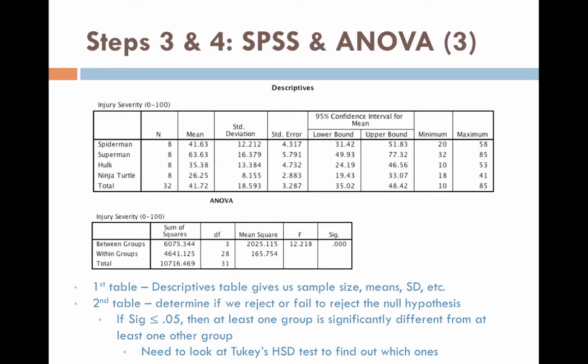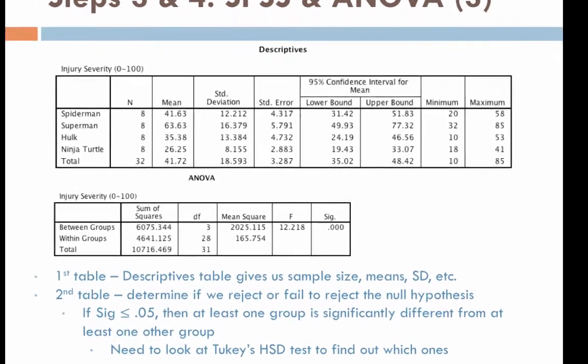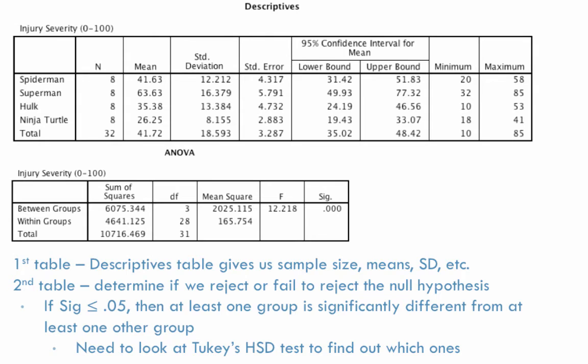Our second table is going to give us step 3, which is our calculated F-test. And it'll also give us our p-value, which will allow us to complete step 4 of making a decision. So we see that our F-test, same thing we calculated, is 12.218. And then if we're going to complete step 4, well, we look at our sig, and what's our rule?